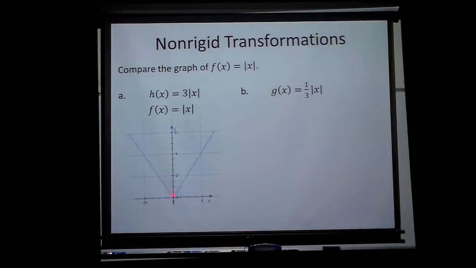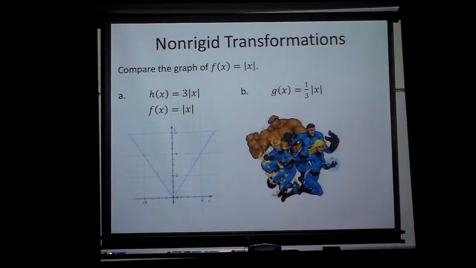Well, think of it this way. The point 0, 0, if I put 0 in here, I get 0 for an answer. Well, 0 times 3 is still 0. But what happens when I get to 1? When I put a 1 into the problem, I get 1 on the regular one, but yet I multiply that by 3, it's going to shift it up 3 points higher.